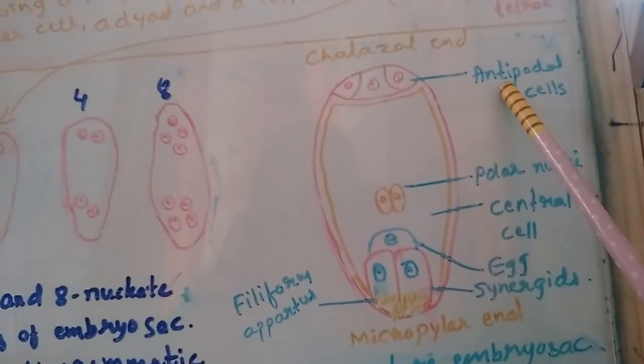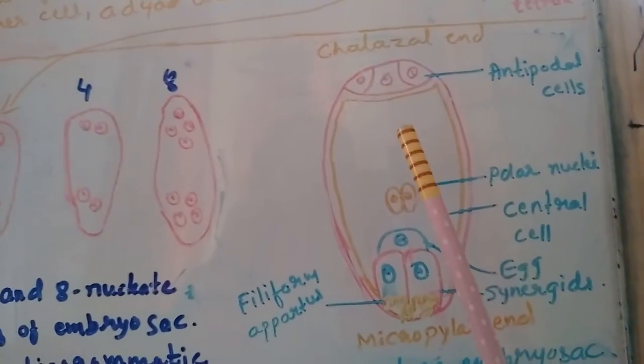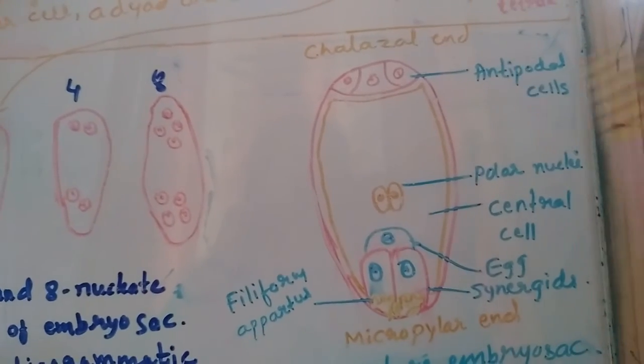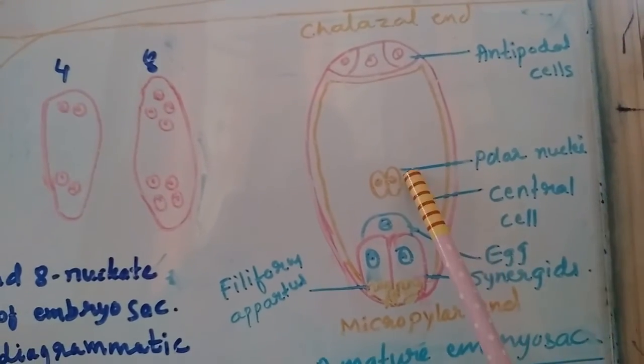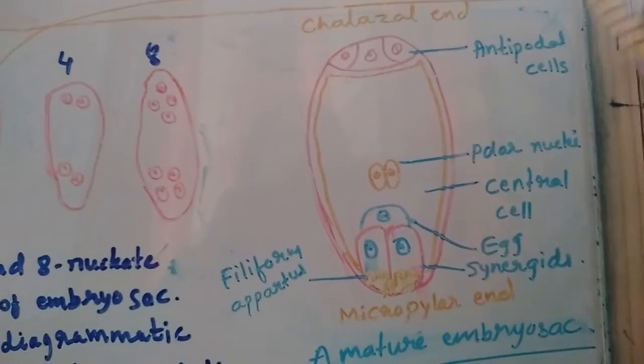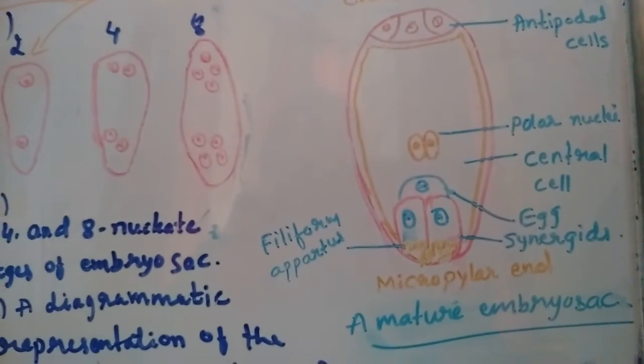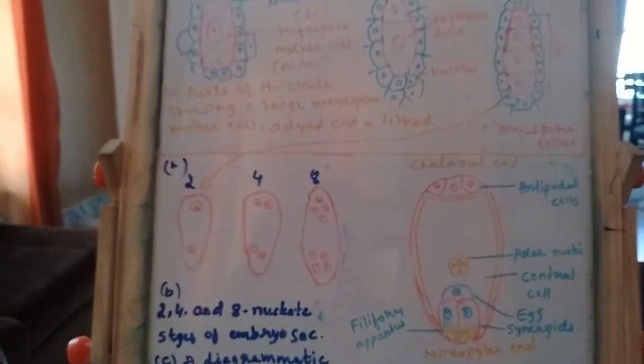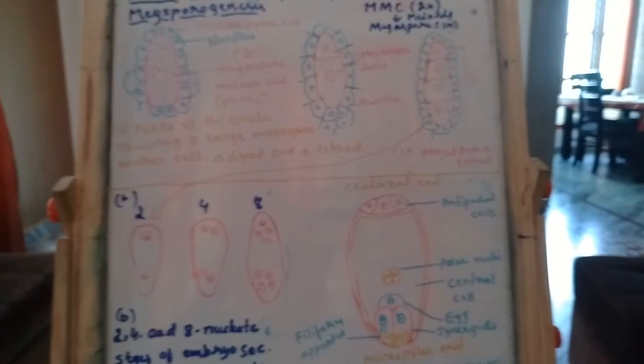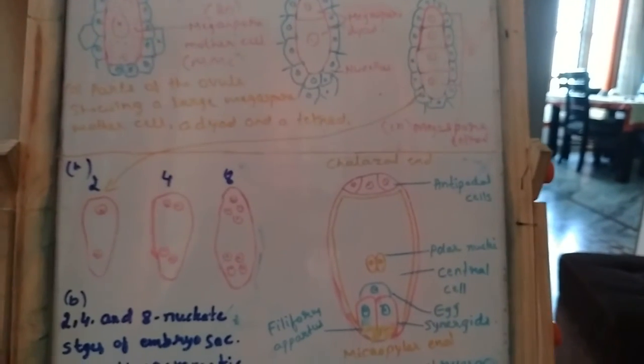So this is about the mature embryo sac. In the mature embryo sac we have 7 cells and 8 nuclei. Understood? So this is today's explanation: megasporogenesis and embryo sac development. Thank you.